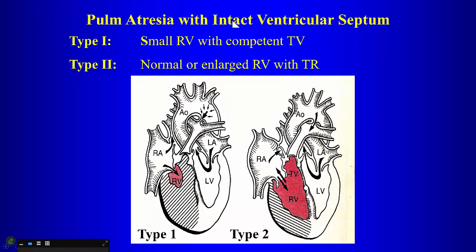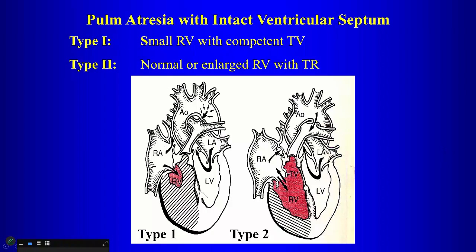And then there's this weird thing, pulmonary atresia with intact ventricular septum. There is a type 1 and a type 2, and that has to do with whether the tricuspid valve is competent or incompetent. With type 1, the tricuspid valve is competent, so you get a small right ventricle. With type 2, it's incompetent, and you get tricuspid regurgitation, so the right ventricle enlarges. Both of these will have decreased pulmonary blood flow. Of course, both of these will be cyanotic.